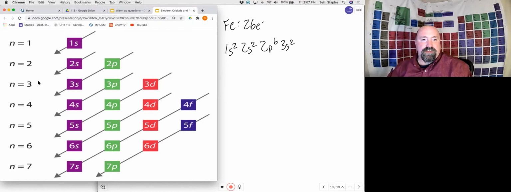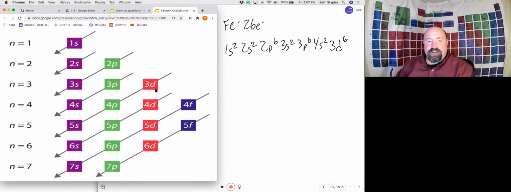So after 3s, we're going to come back around and get 3p6, then 4s2. Now we've used 2, 4, 10, 12, 18, 20. So we have 6 more electrons to go. And so after 4s, then we're going to come in and do 3d. D can fit 10, but we only have 6 more to go. So we're going to get 3d6. And there's our electron configuration for iron.